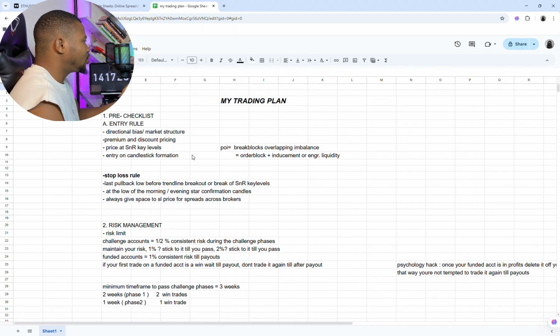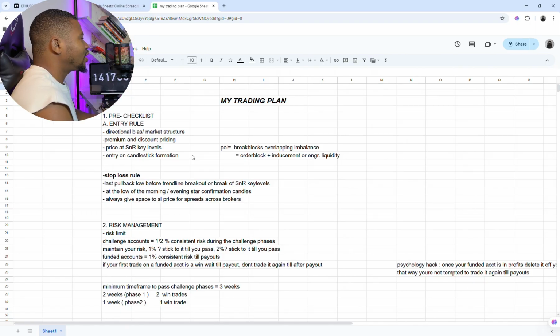If I want to enter a trade, the first thing I look out for is directional bias. Now this is where I start from the higher time frame, doing my top down analysis, trying to know where the market is heading to or where the market is coming from, just to know the overall structure. Then after that, I look out for premium and discount prices. Premium is when you want to sell. I sell from premium areas and I buy from discount areas. So if price is not yet at discount and I want to buy, I have to wait for price to come to the discount level before I start looking for buying opportunities.